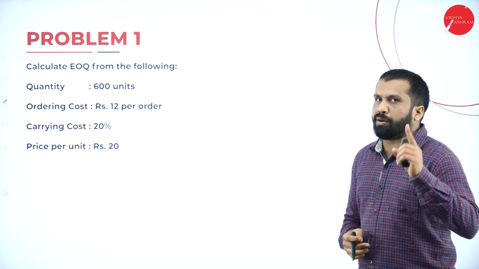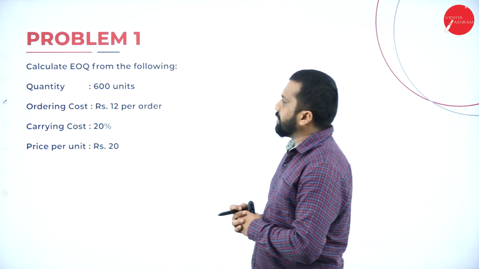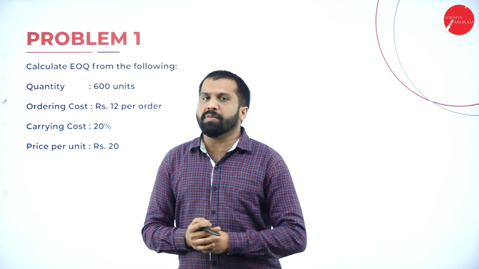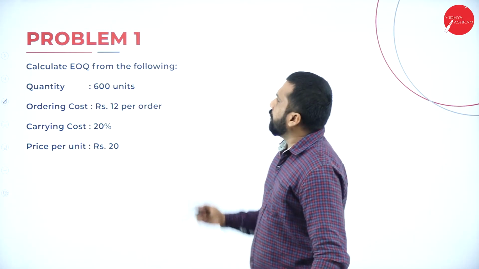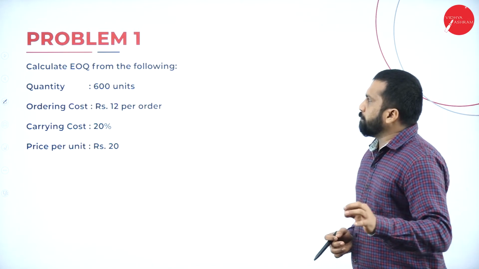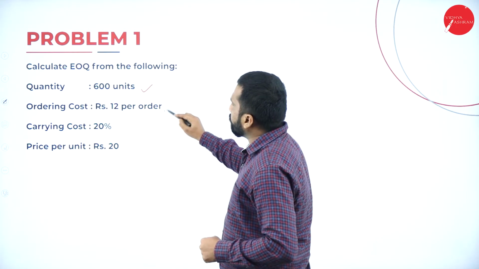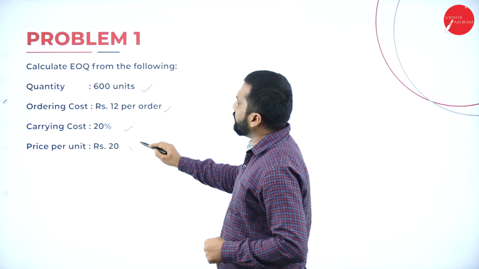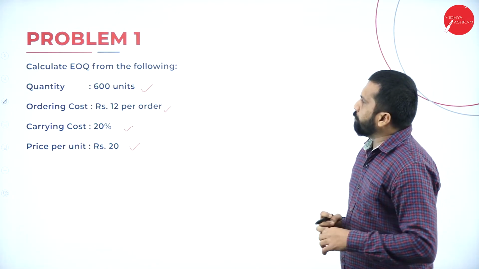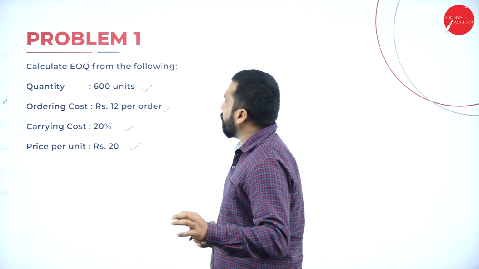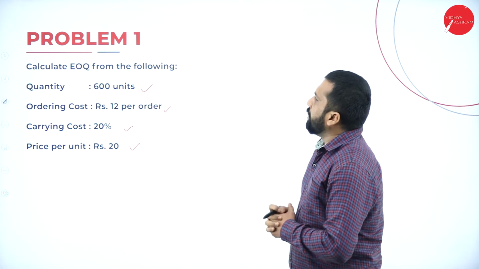So we'll go with problem number 1 so that you will understand better what is EOQ. Whatever we discussed so far is all about theory. You may get 5 marks theory, and if not, you may get a problem also. Now, calculate EOQ from the following: quantity is 600 units, ordering cost 12, carrying cost 20%, price per unit is 20. Again, I'll repeat: calculate EOQ from the following quantity, ordering cost, carrying cost as well as price per unit.